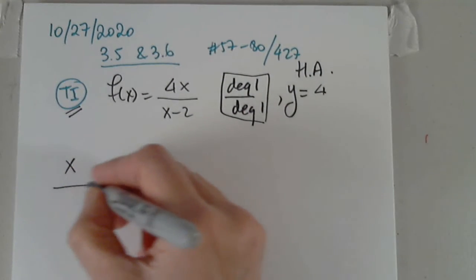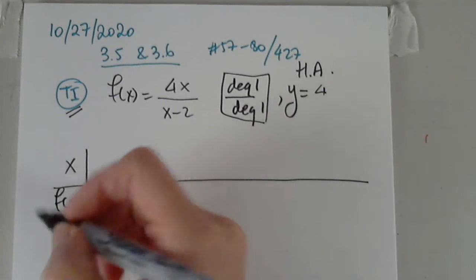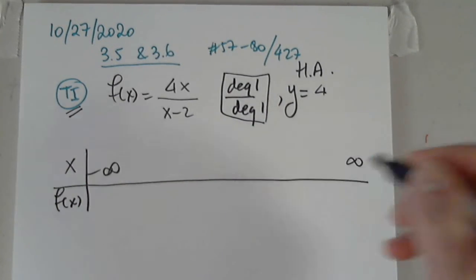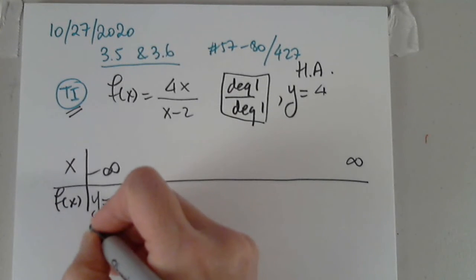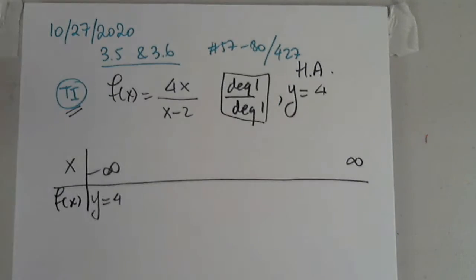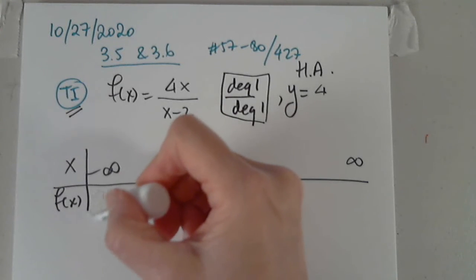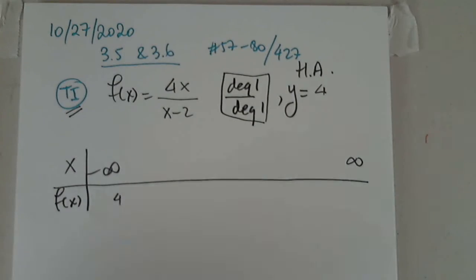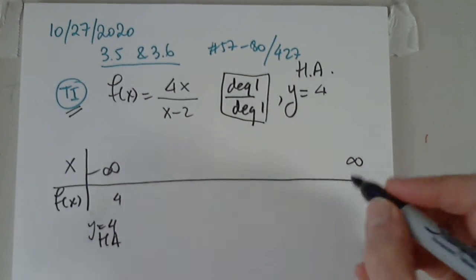I get my table started. Negative infinity to infinity. I already have the answer. Y equals 4. I don't want to write it there. I want to write it underneath. I want to write 4. Just 4. And underneath it, y equals 4. So this is y equals 4, horizontal asymptote, and 4.